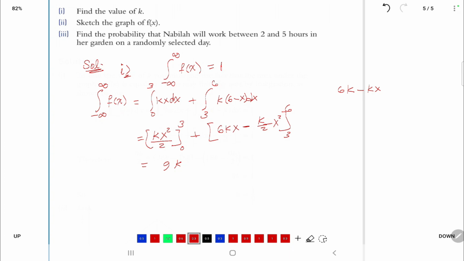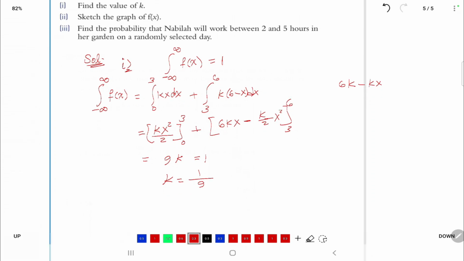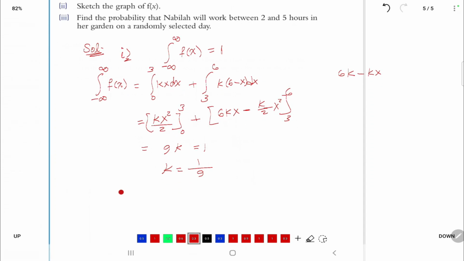And then this 9k must equal 1. Then k equals 1 over 9. So this is the value of k as required in part 1. Now, part 2.